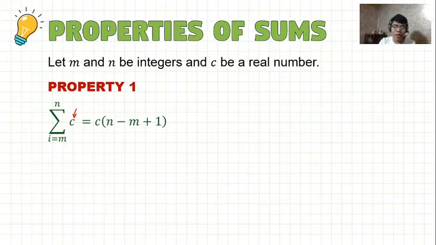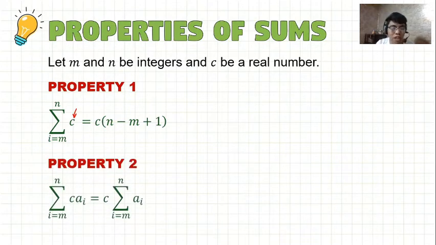Okay? Next. If you have this one, summation of c times a sub i from m to n. Okay, so c is any number and a sub i is any expression. So what you are going to do, if meron kang multiple ng isang expression sa summation, you can just have it outside. So pwede siyang i-factor out. Parang nag-factor out ka kung polynomial yung pinag-uusapan. So parang ilalabas natin yung constant. So yan yung property 2.